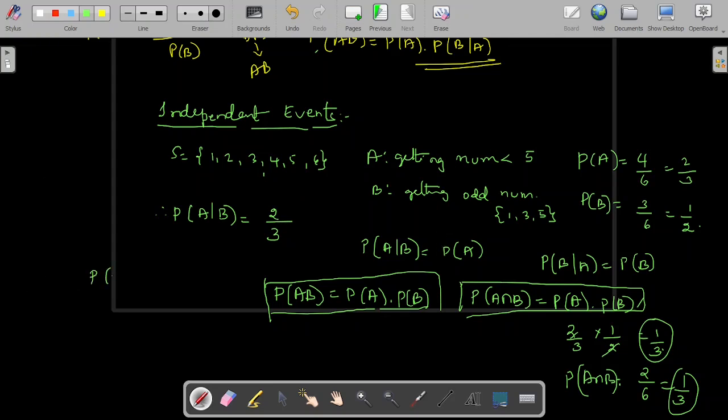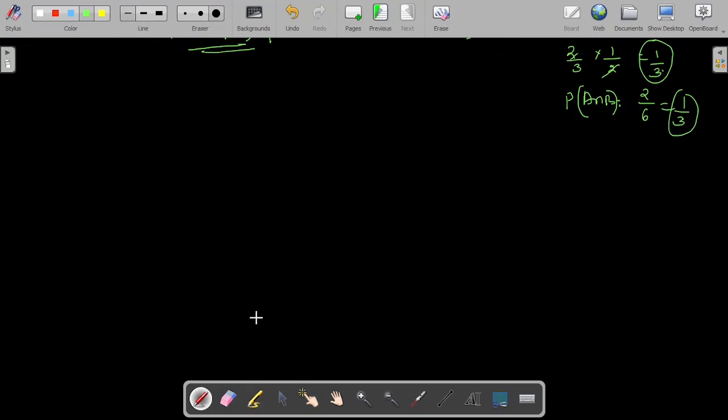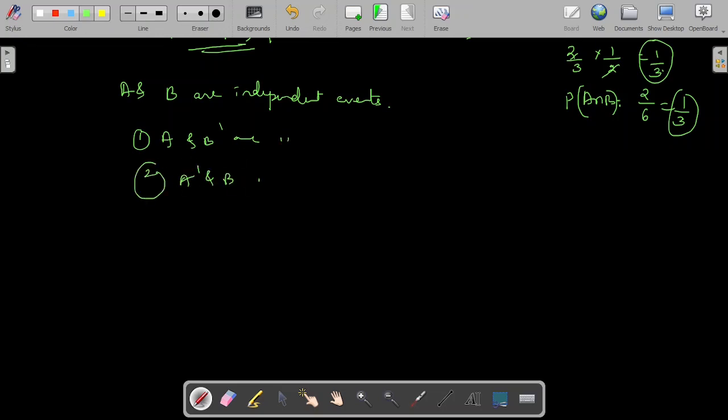Suppose you have three events, then in that case P of A intersection B intersection C should equal P of A into P of B into P of C, for you to say that those events are independent. Now, if A and B are independent events, then A and B dash are independent, A dash and B are independent, and A dash and B dash are independent.